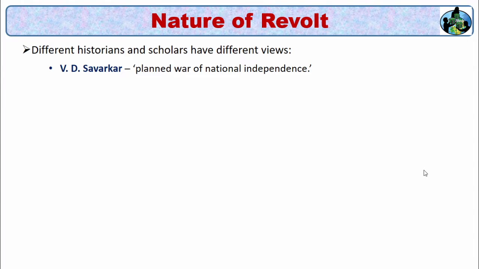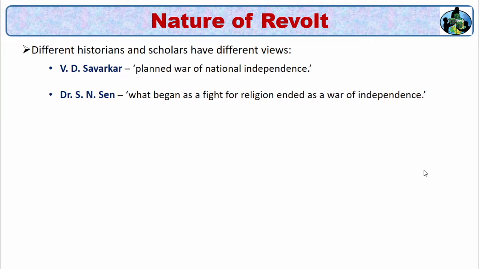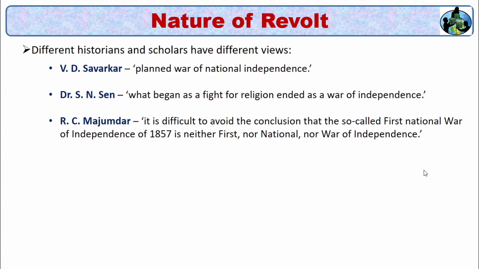Nature of revolt. The revolt was interpreted differently by different people. As V.D. Savarkar said, the revolt was a planned war of national independence. Dr. S.N. Sen said, what began as a fight for religion ended as a war of independence. R.C. Majumdar said, "It is difficult to avoid the conclusion that the so-called First National War of Independence of 1857 is neither first nor national nor war of independence."